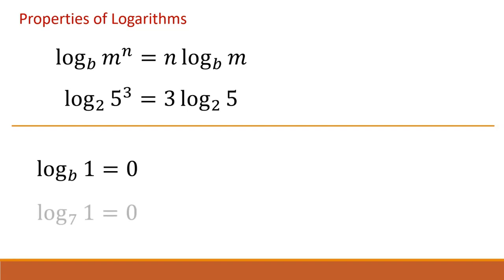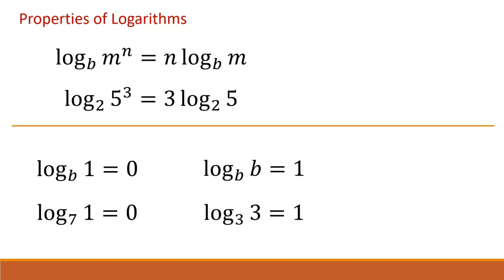Three last properties that are handy to know: the log base b of 1 is 0 for any base. So the log base 7 of 1 is 0. The log base b of b is 1 for any base. So the log base 3 of 3 is 1. And b raised to the log base b of m is m for any base. So 5 raised to the log base 5 of 7 is 7.